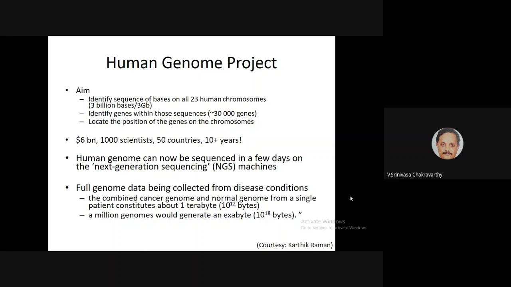So for example, if you take the cancer genome, the combined cancer genome and normal genome from a single patient constitutes 1 terabyte. If you want to take a million such genomes, that will be 10 to the power 18 bytes. If you want to look at cancer genomes on lots of patients, these are the kinds of numbers you're talking about.